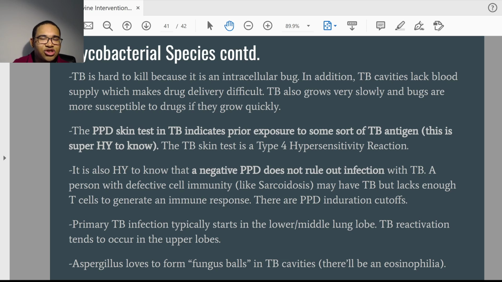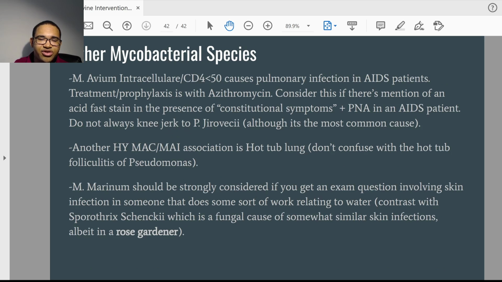And again, Aspergillus loves to form fungus balls in TB cavities, but usually they'll give you eosinophilia on your exam. And remember that aspergillosis is treated with voriconazole or posaconazole, although if it's disseminated, invasive, you go with amphotericin under those circumstances. And again, remember that PPD skin test is an example of a type 4 hypersensitivity reaction.